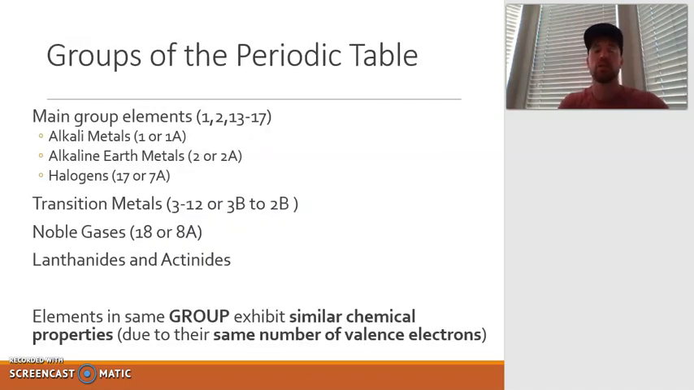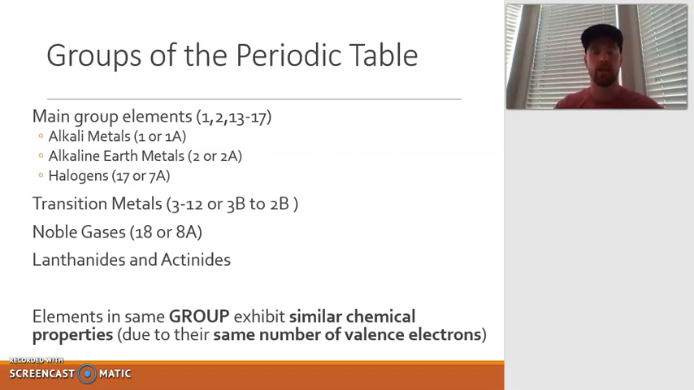As a reminder, you will need to know the groups of the periodic table if you don't know them already. And so as a reminder, the main group elements, which are considered to be the higher columns in the periodic table, groups 1, 2, and then 13 through 17, that's their general title, are the main group elements. They could further be classified into some specific groups. For example, the alkali metals are group 1, alkaline earth metals are group 2, and halogens are group 17.